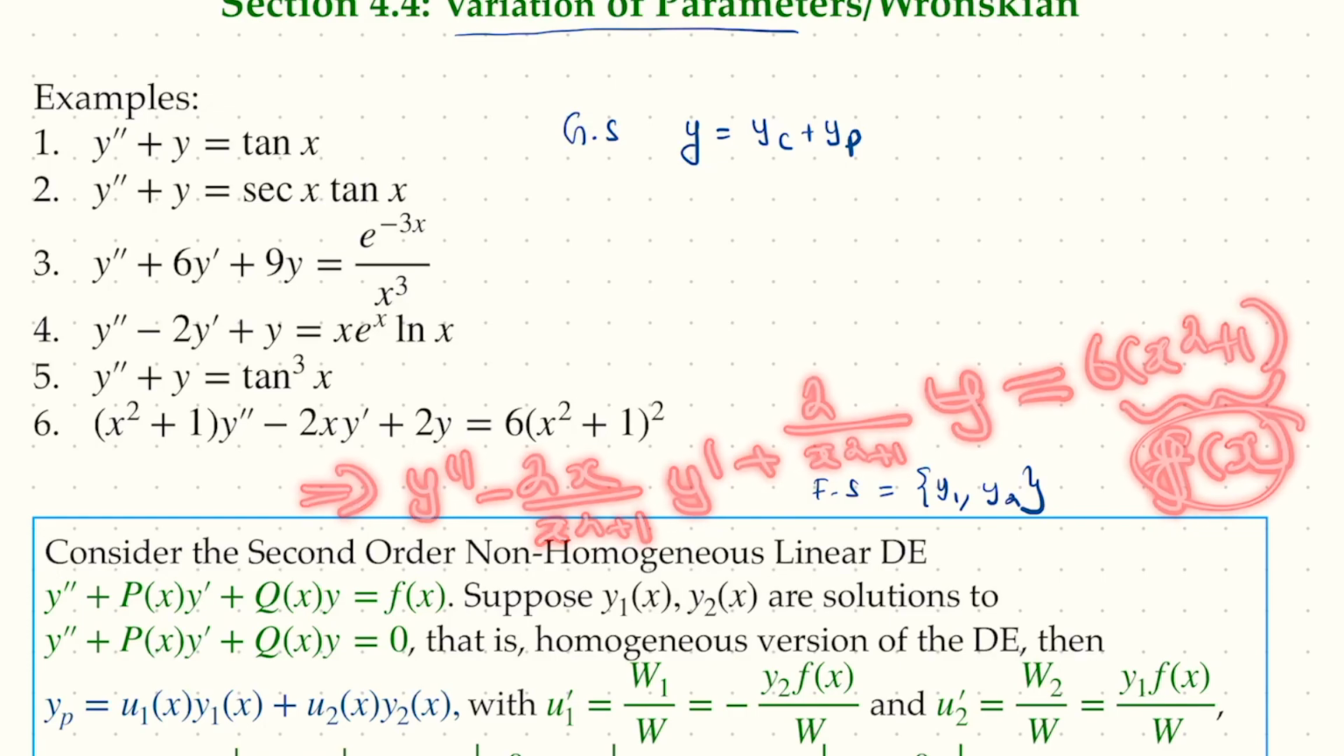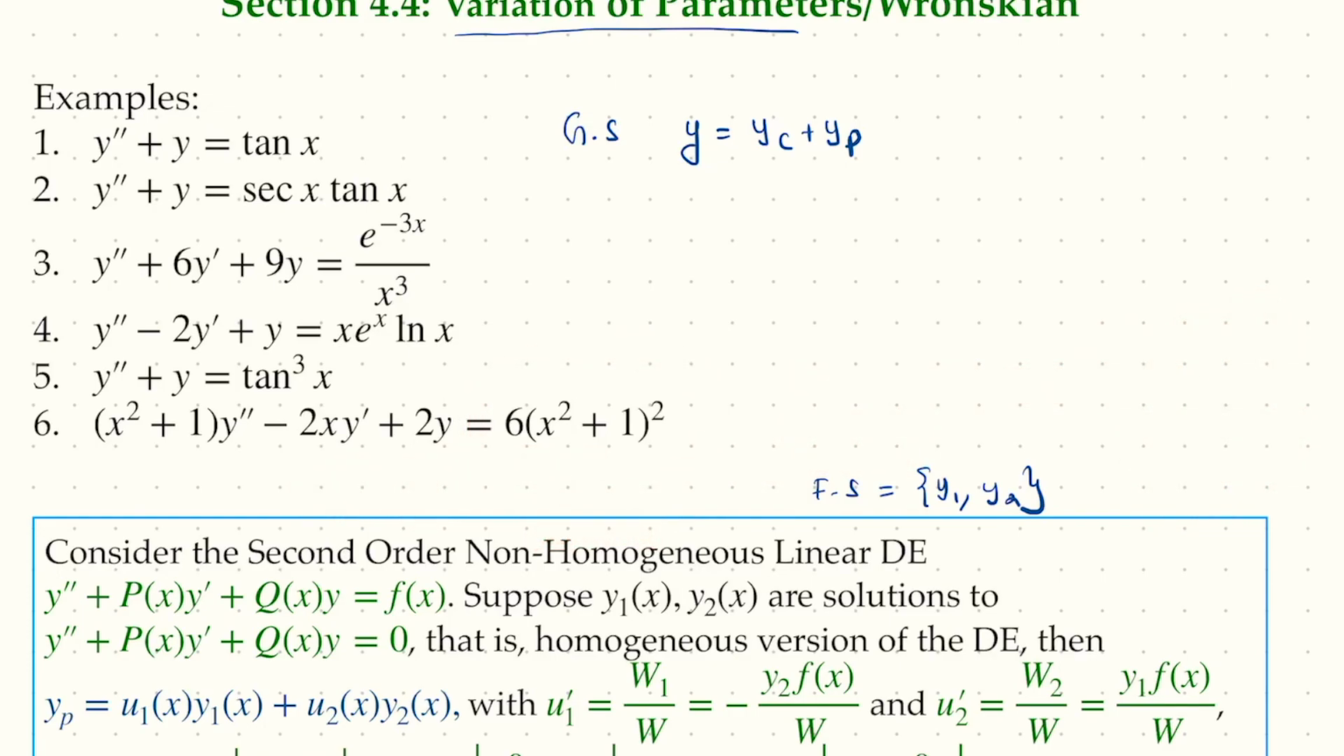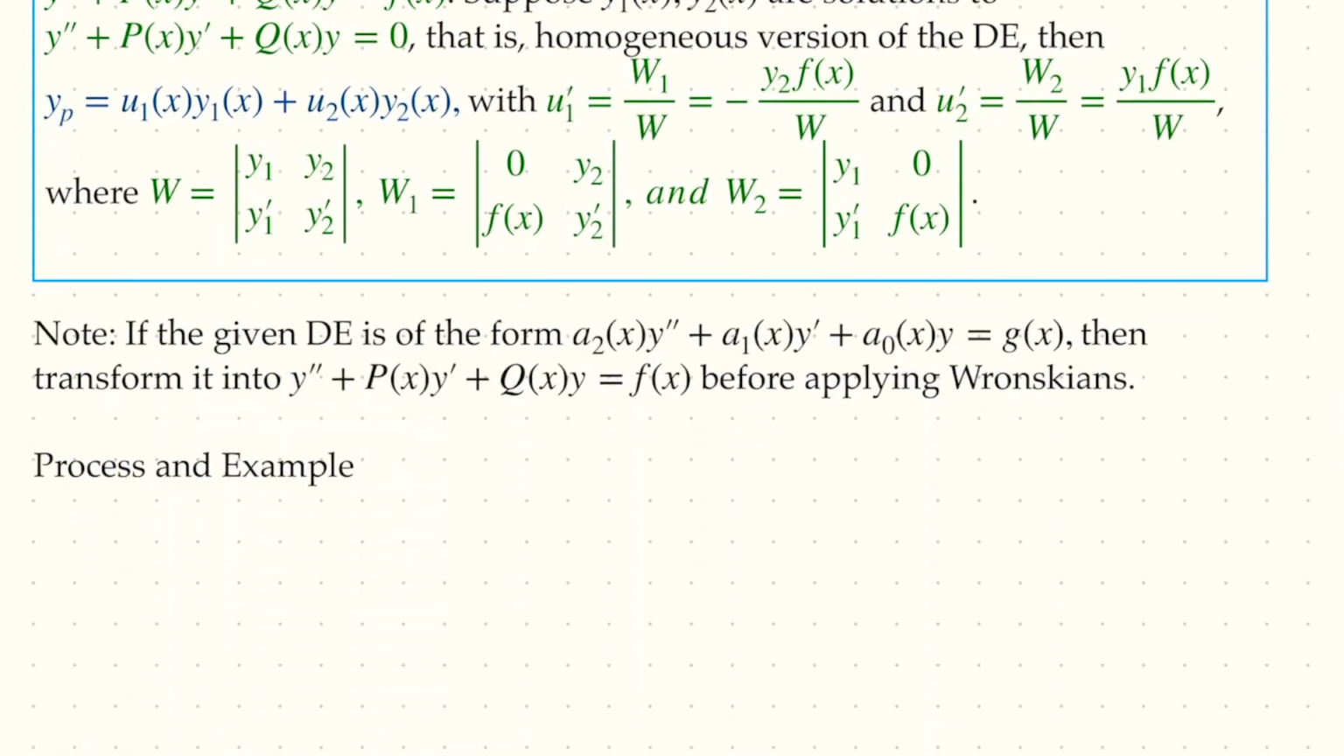You cannot just take this one as your f of x. Your f of x would be after you divide this. Make sure that the coefficient here is 1. Then whatever you get on the right hand side would be your f of x. Something that you should know.